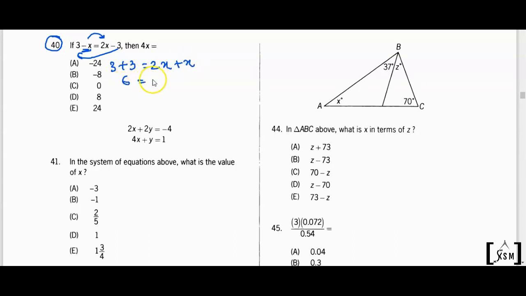So we get 6 equal to 3x. So x equal to 6 over 3, which is 2. So x value is 2. So 4 times x is 8. Option D is the correct answer.